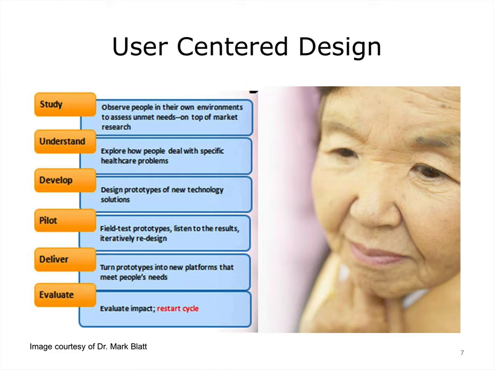It is a 6-step iterative process which really never ends. UCD requires that you study people in their own environments so you can understand how people deal with specific problems and tasks in the process of interacting with the system. The third step is developing prototypes of new technology solutions or new ways of dealing with a process and then piloting or field testing those prototypes, which is very important so that you can work with your users to see how the new approach works.